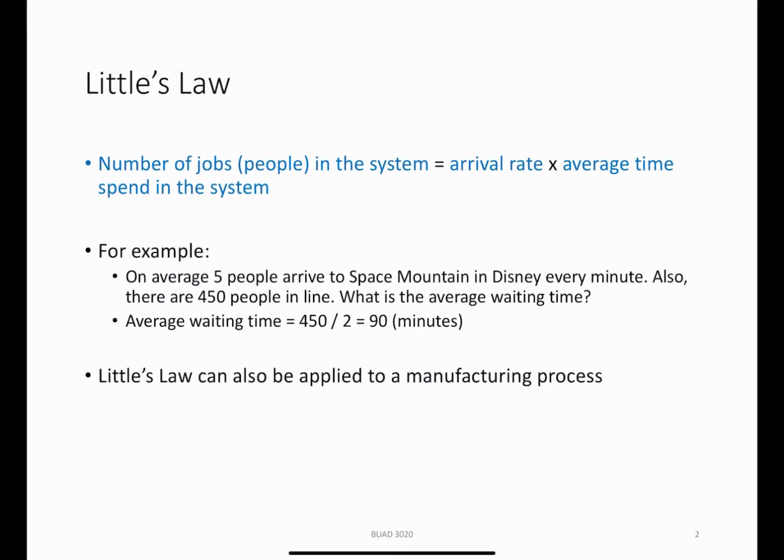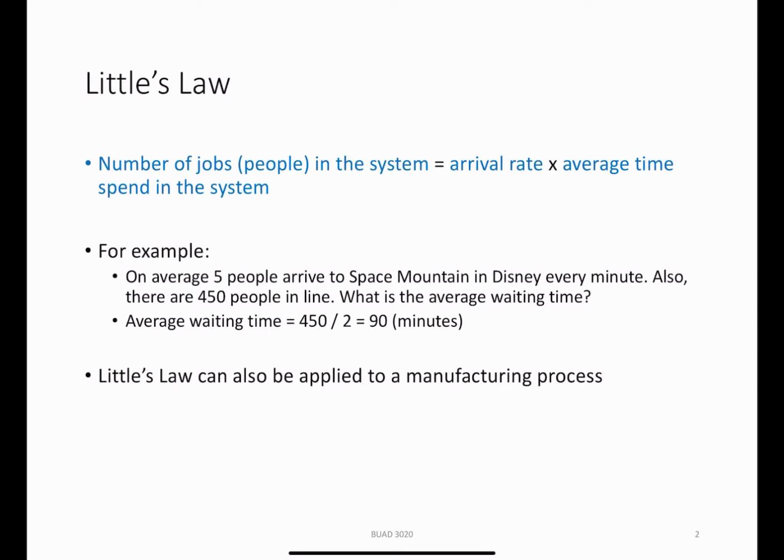Basically, Little's Law says that the number of jobs or people in the system will be equal to the arrival rate, so it can be the raw materials arrival rate or the people going to the bank, multiplied by the average time spent in the system.